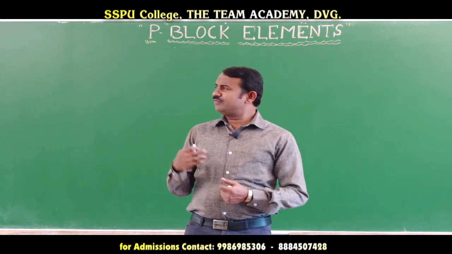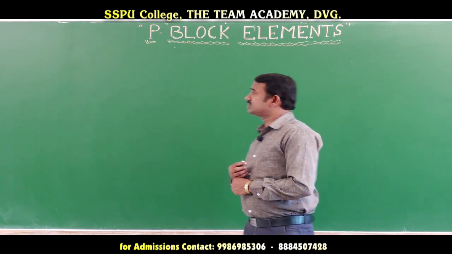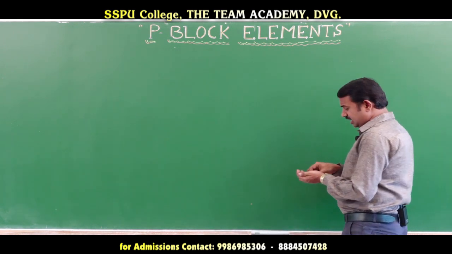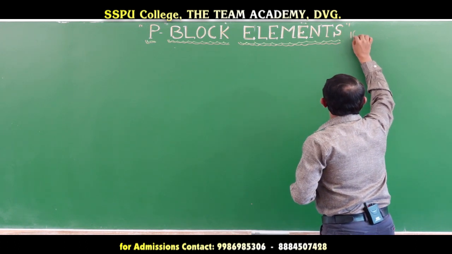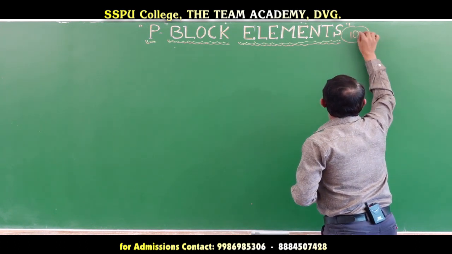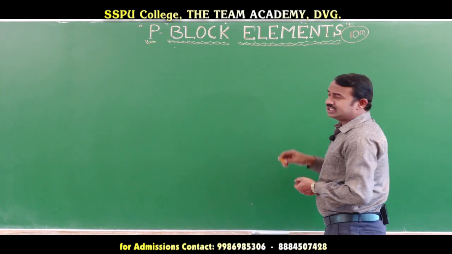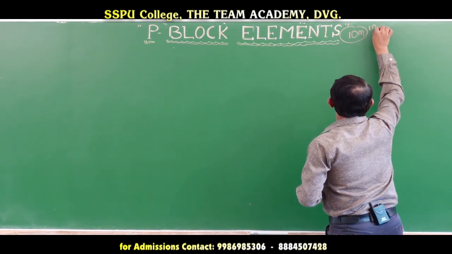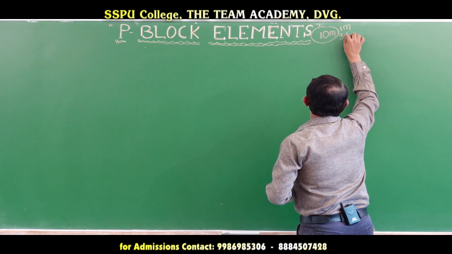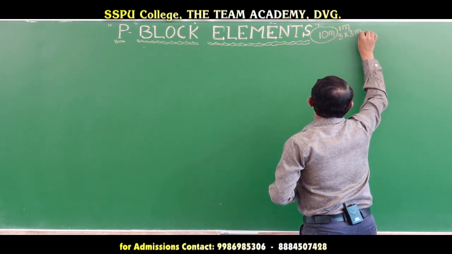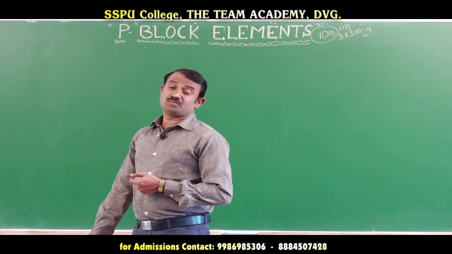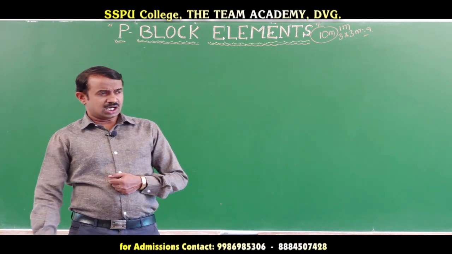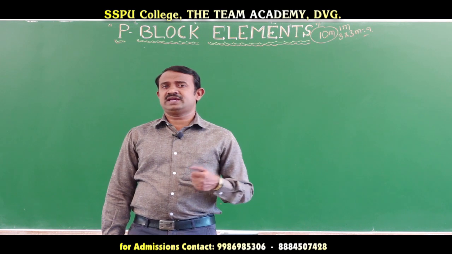Before going over the P block elements, this is a big chapter. The number of marks is 10 marks. Types of questions: 1 mark question is 1, and 3 marks questions is 3. The total is 10 marks. This is a very, very important chapter for board as well as entrance examinations.